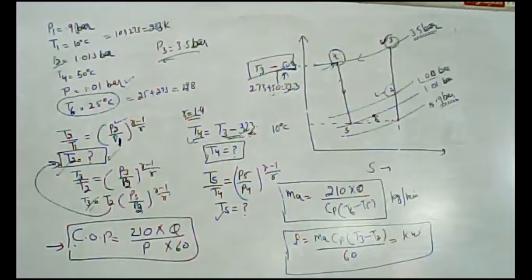I have already written the formula of mass of air. How much air is entering into your evaporator to take out the heat from there in the cabin?